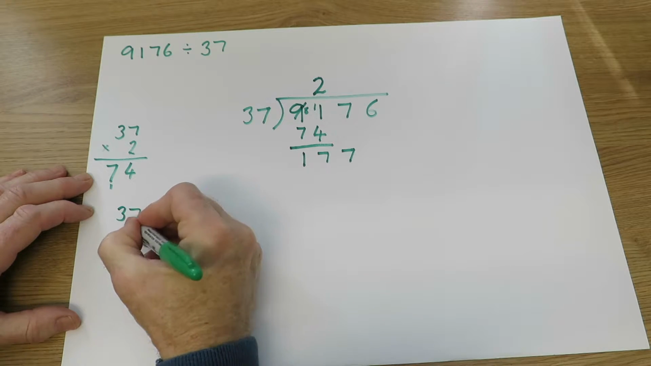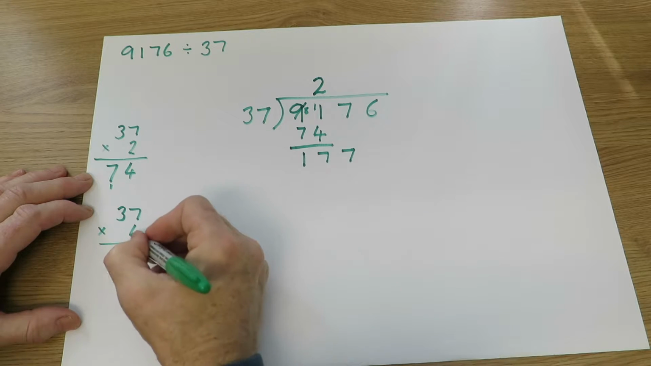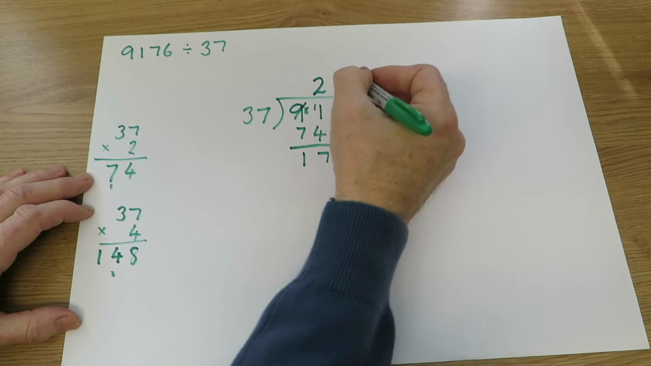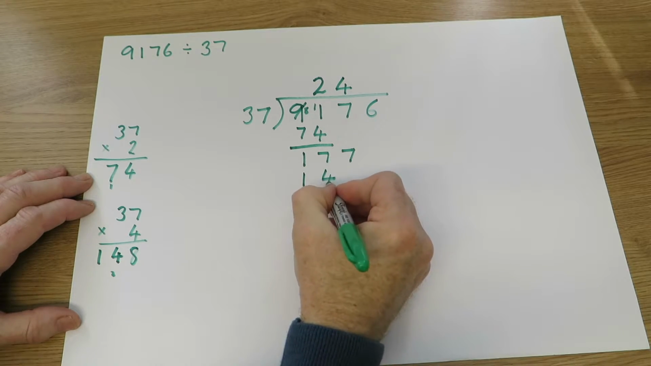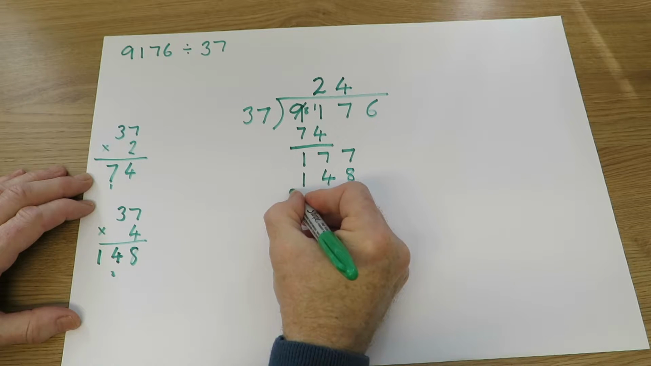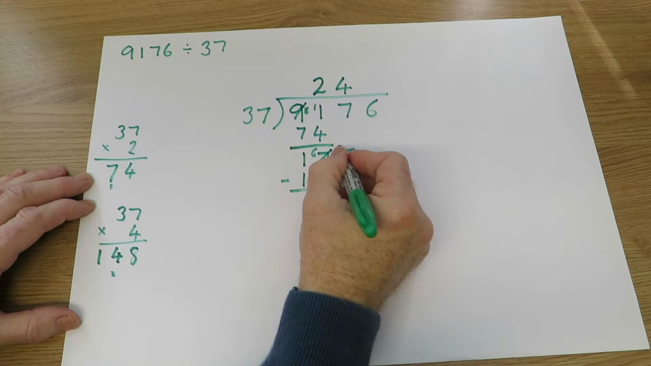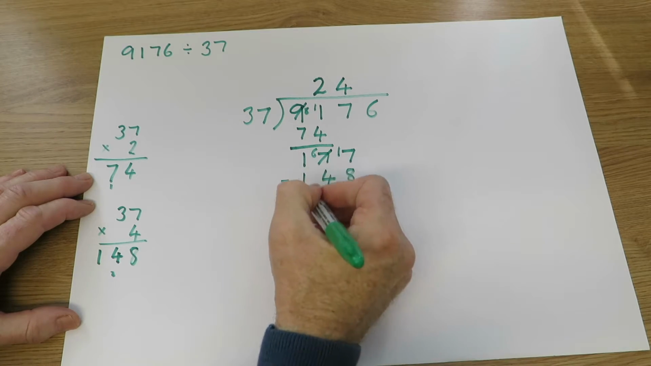Let's find out. 37 times 4. 7 4s are 28. 3 4s are 12. Add 2 makes 14. That's 148. Yes, there's not enough to make 5 37s. We now subtract the 148. 7 take 8. Cross out 7, but 6. 17 take 8 is 9. 6 take 4 is 2.